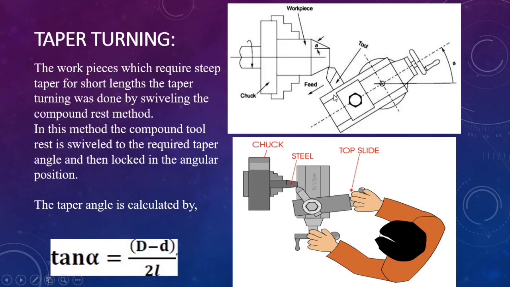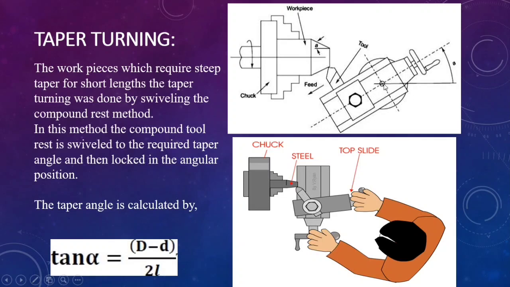This compound rest is going to be inclined at some angle. This angle is calculated with the formula. The taper angle is calculated by tan alpha equals (D minus d) by 2a. That is going to be calculated, and by that you get the angle of the taper, and you are going to fix the compound rest according to that angle. The circular scale is given on the lathe compound rest, and you are going to fix that.